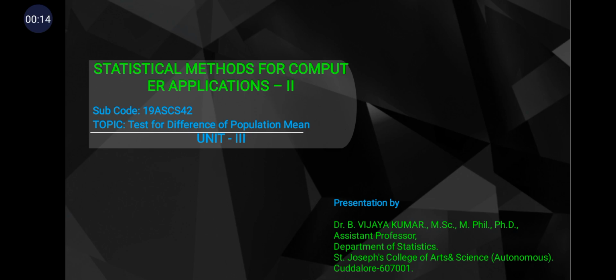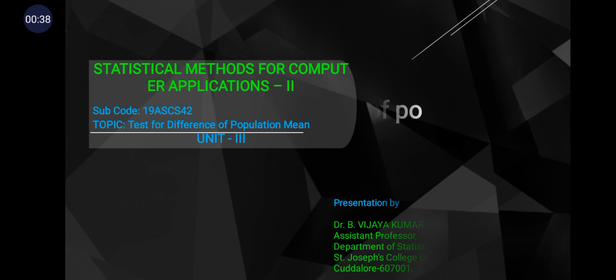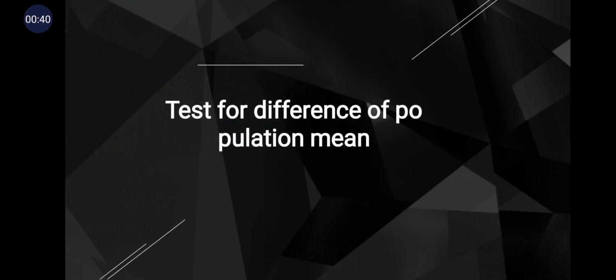Today my topic is Statistical Methods for Computer Application, and the subject code is 19ASCS42. Topic: Test for Difference of Population Mean. This topic is very important for research and project work. Today my title topic is Test for the Difference of Population Mean.